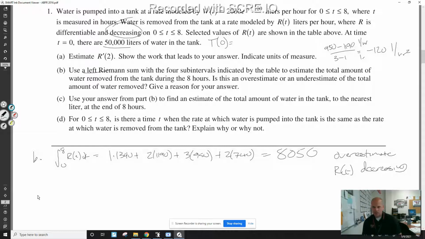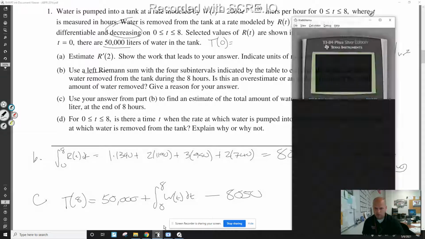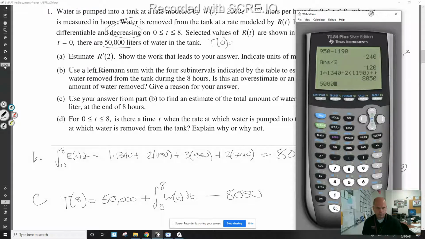Part C, use your answer from part B to estimate the total amount of water at time 8. Total amount of water at time 8 is equal to the initial amount of water, 50,000, plus the total that has been pumped in, integral of our rate in, minus the total that is pumped out. We just approximated that. That was 8050. Let's do the calculation.